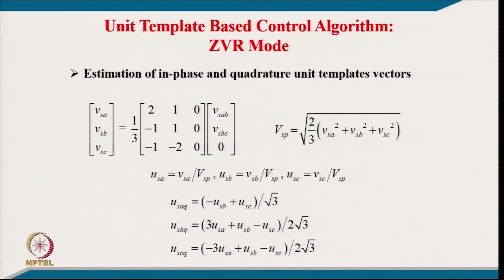And the algorithm: from the line sense voltage we calculate the phase voltage, and from the phase voltage we get the amplitude of the phase voltage. From this, as we discussed earlier, we get the template in phase with the supply voltage, and from these phase templates, by this transformation, we get the quadrature template which is 90 degrees leading.